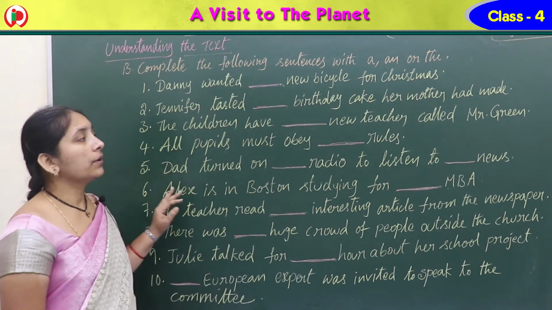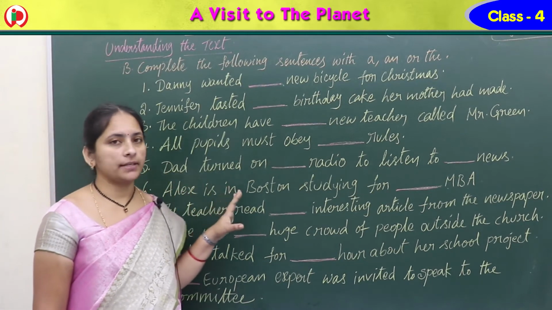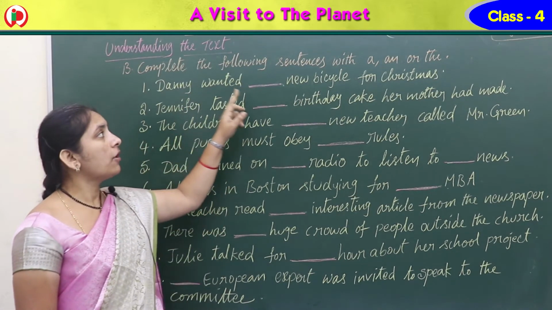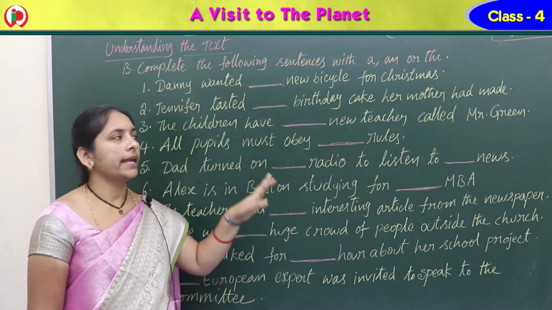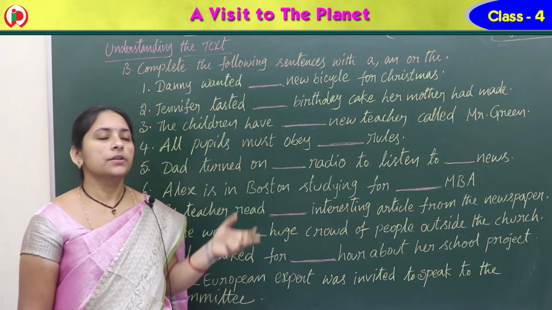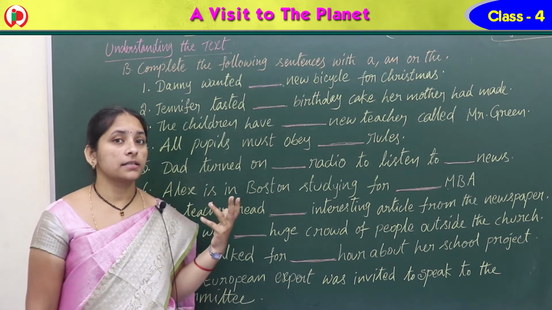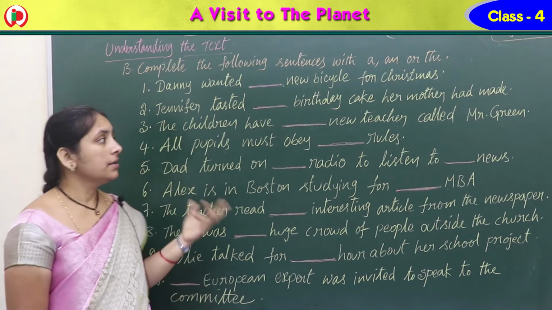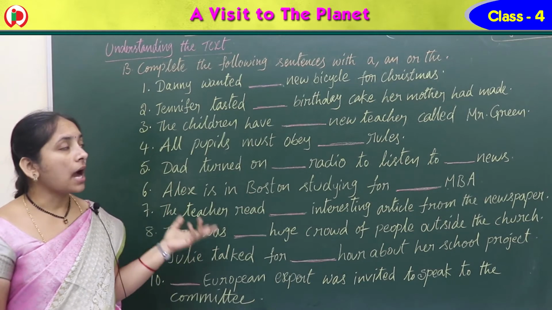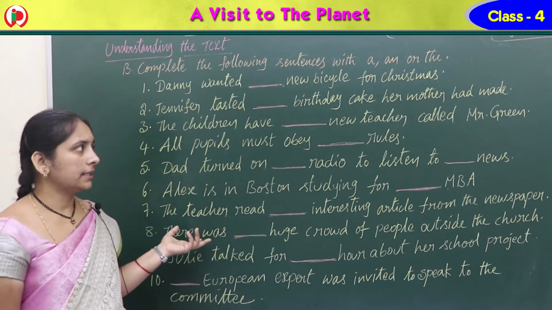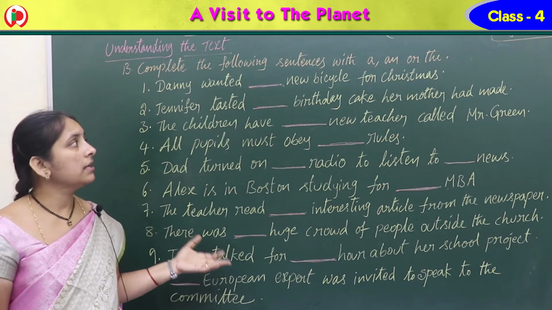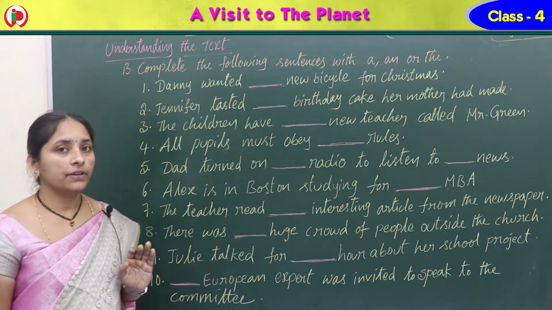See, children, in the workbook, the second part we have is complete the following sentences with a, an, or the. Here they have given a and the. Can you remember? Articles, we discussed it so many times. So these articles we should write in these sentences. Total 10 they have given. So one by one, see. All of you can remember?